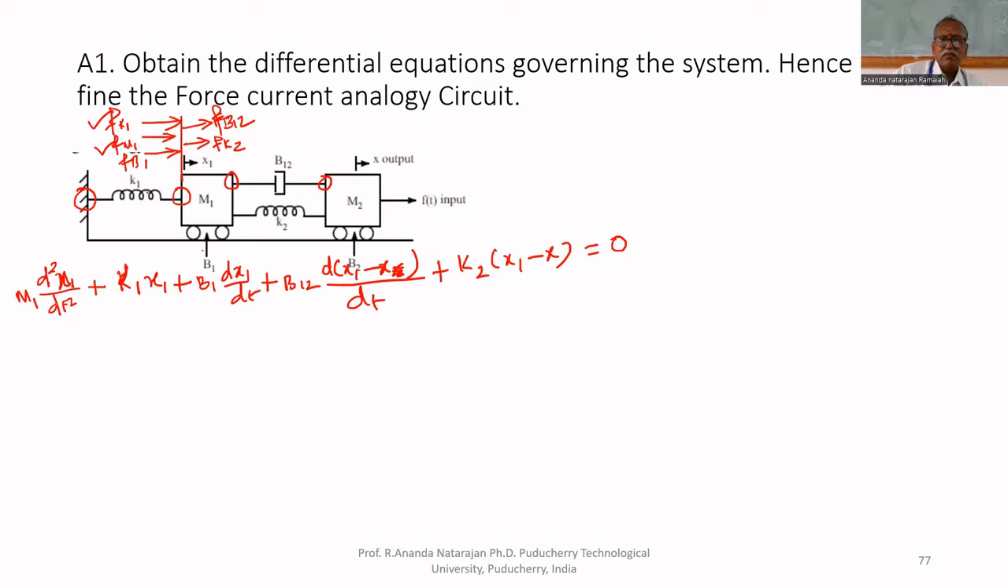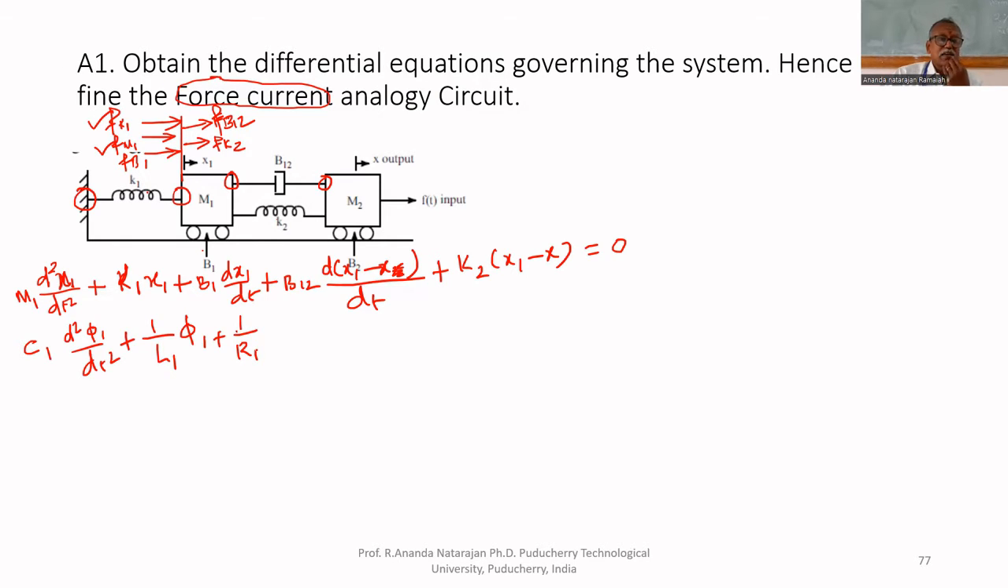So, the force current analogy is asked. What is force current analogy? For that, M1 becomes, for current analogy, C1 d square phi 1 by dt square, plus K becomes 1 by L1 phi 1, plus B1 becomes 1 upon R1. Always be related to R.